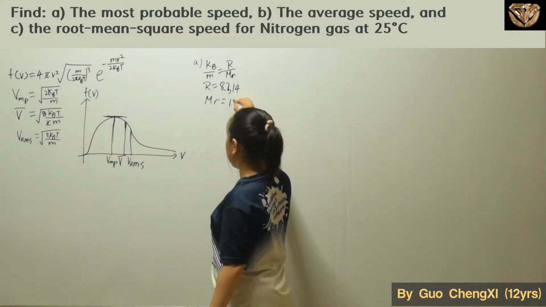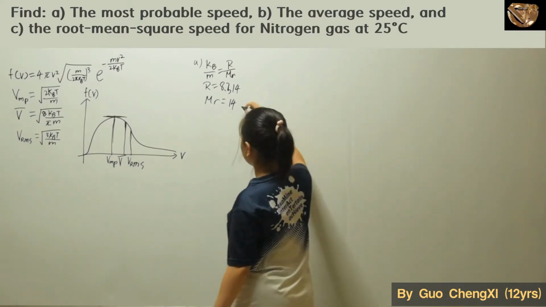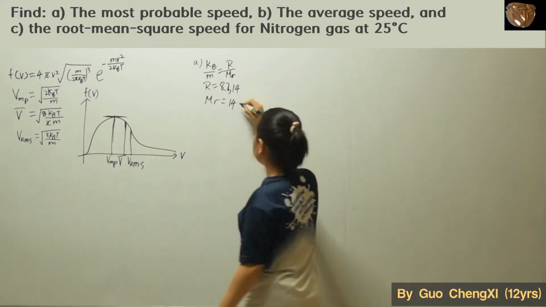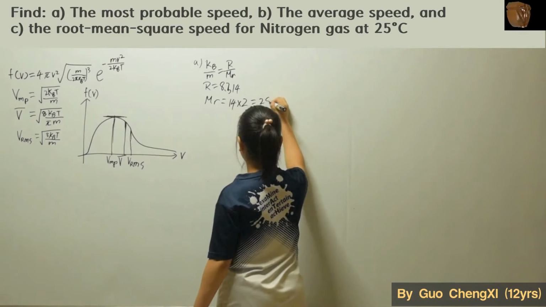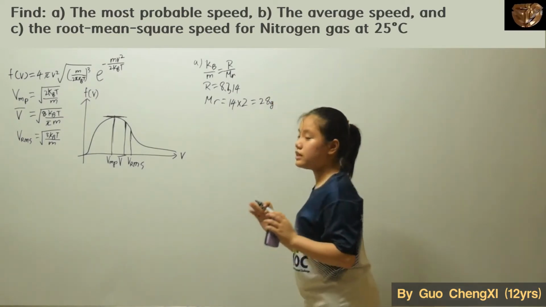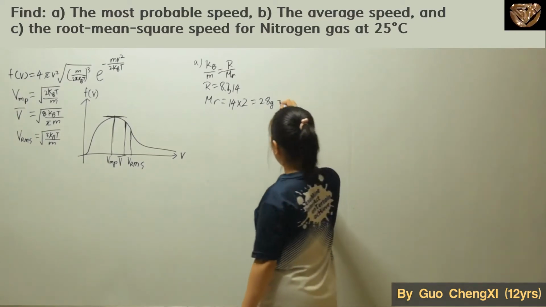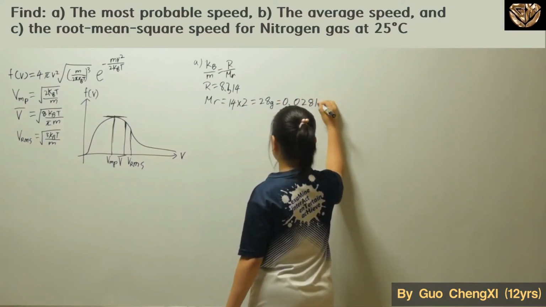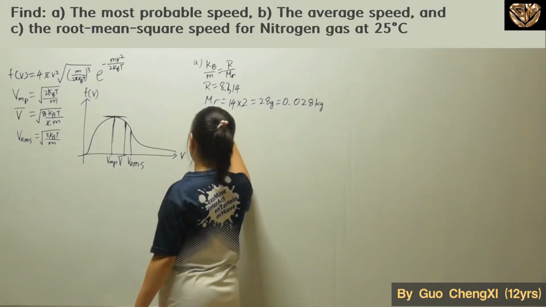So 14 grams over here. This is for the nitrogen. So over here for this part, you have to times 2, because it's for nitrogen gas. Okay, so you get 28 grams. But we need to use the SI unit. So for the SI unit, it will become 0.028 kg. And now for this part, we need to also know the temperature.